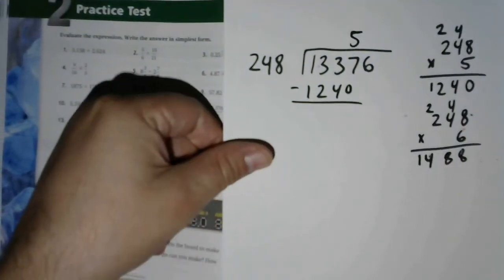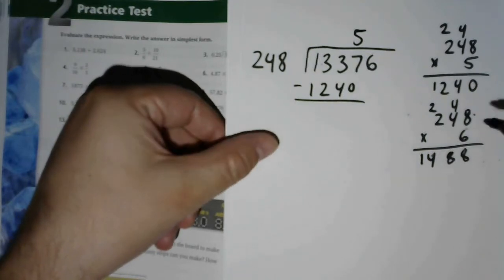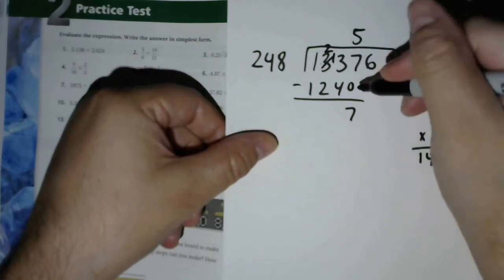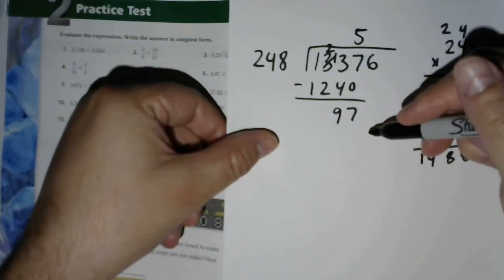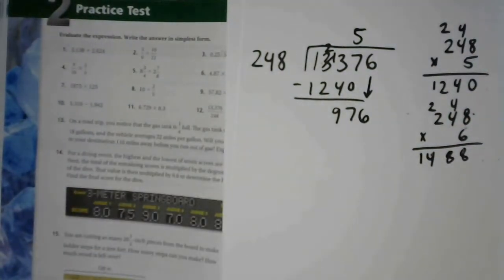Again, I love the guess and check because we can just make sure our answer is correct each and every time. 7 minus 0 is 7. 3 minus 4 I can't do, I must borrow. That becomes 13 minus 4, which is 9. 2 minus 2, 1 minus 1, we get 97. Bring down our 6. So 248 goes into 976.